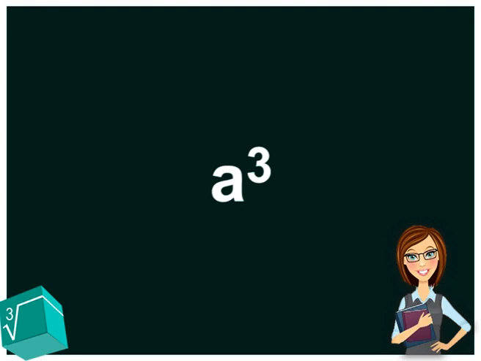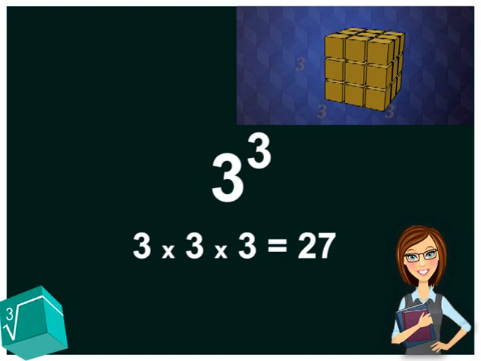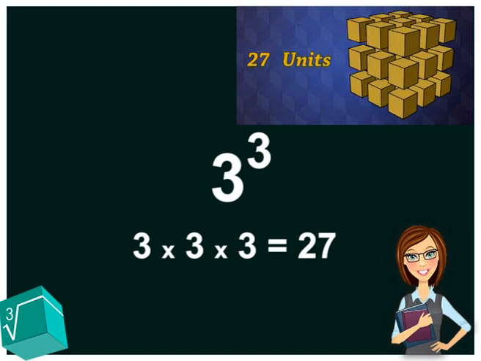But first of all, let's understand what is meant by the cube of a number. When we multiply a number by itself 3 times, it means we have cubed the number. For example, 3 cubed means 3 times 3 times 3, which is 27. 27 has 27 cubes of 1 unit in it.